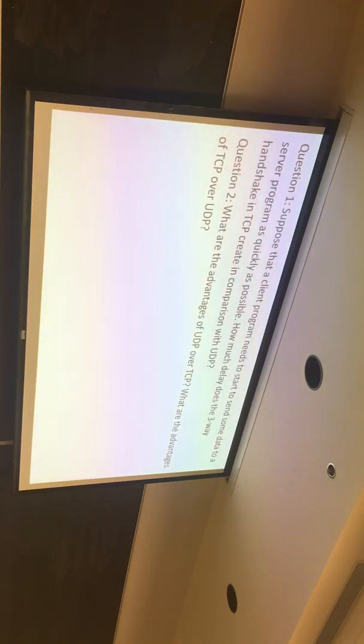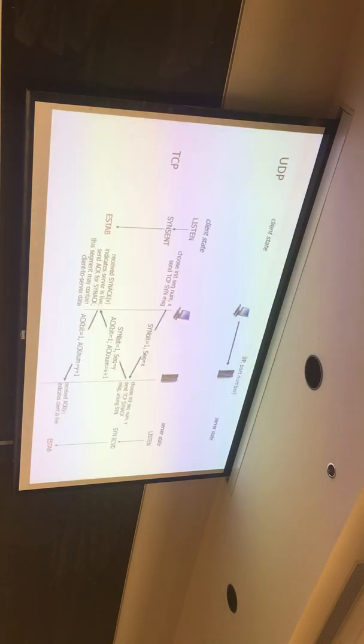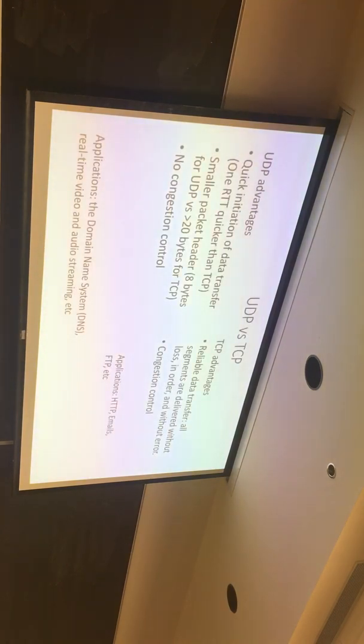Okay, so let's work on these two questions together. Let's say the client needs to send some data to the server. With UDP, you just send it right away. There's no delay. With TCP, you need to go through this three-way handshake. But the tricky part is this doesn't actually count fully, because the client can send data on the third handshake right away. So basically, the delay is this one round trip time. Then the transmission starts here. Question?